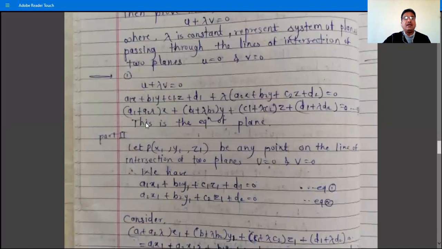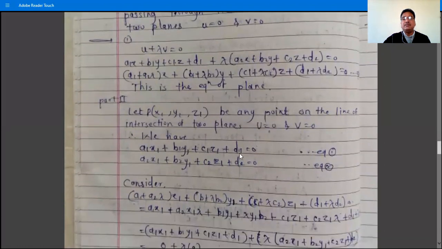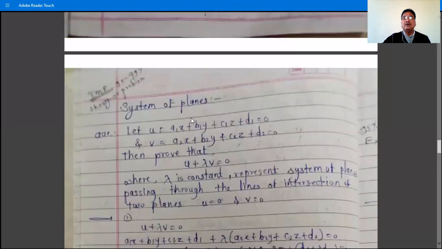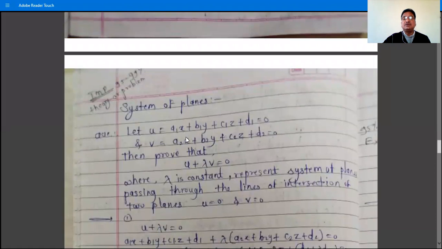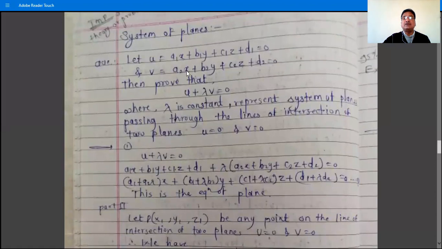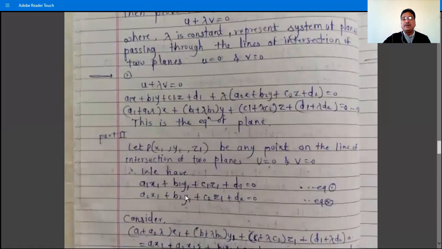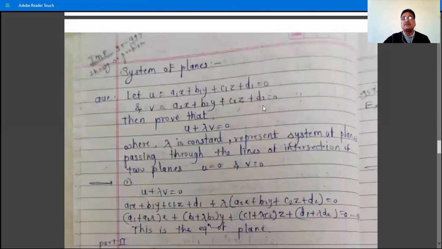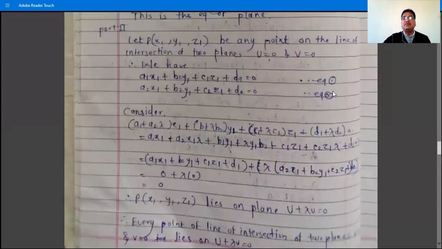That is, we have a1 x1 + b1 y1 + c1 z1 + d1 = 0, because P(x1, y1, z1) lies on the plane U = 0. Similarly, P(x1, y1, z1) lies on the plane V = 0. Therefore we have a2 x1 + b2 y1 + c2 z1 + d2 = 0. That is, this point also satisfies this equation, substituting x, y, z as x1, y1, z1. Call these equations 1 and 2.